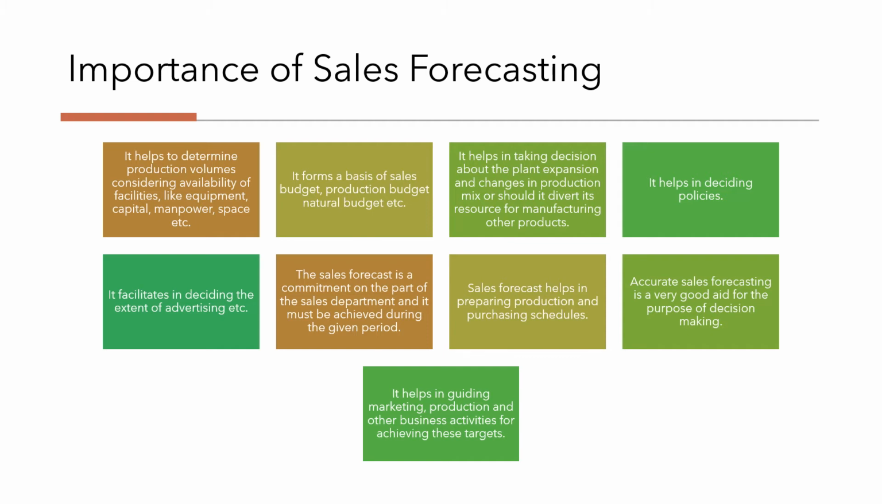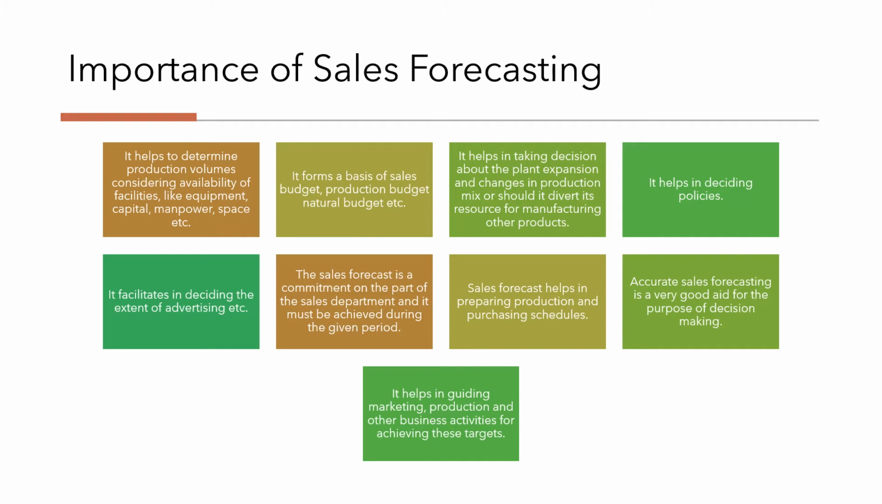What is the importance of sales forecasting? Sales forecasting is a very important function of a manufacturing concern since it is useful to determine production volumes, considering the availability of facilities like equipment, capital, manpower, and space. It forms a basis of the sales budget, production budget, and cash budget. It helps in taking decisions about plant expansion and changes in production mix, or whether it should divert its resources to manufacturing other products. It helps in deciding policy.